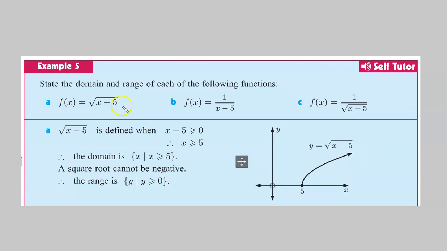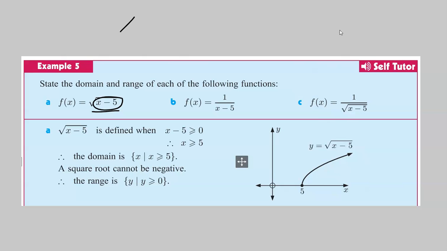Here I am not given a graph. Instead, I'm given a function, like an algebraic definition or rule as an equation for this function. All right, so for part A, f of x equals the square root of x minus 5. So what values of x would be good? What values of x would be bad for this? What don't we want to happen inside of that square root? We don't want it to be a negative number.